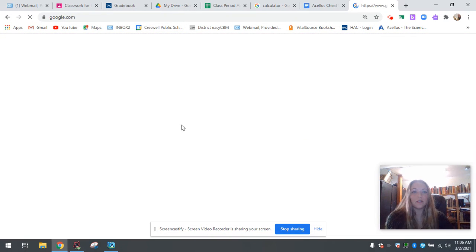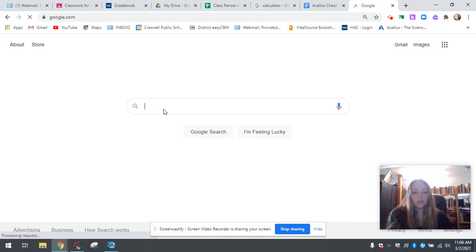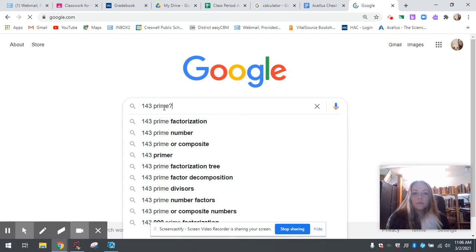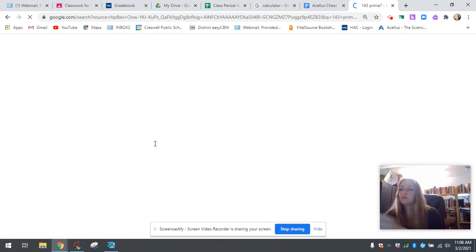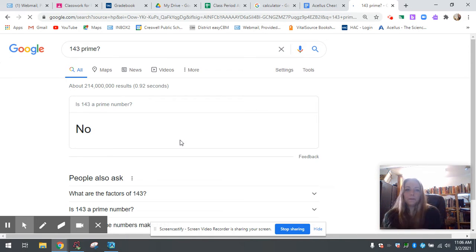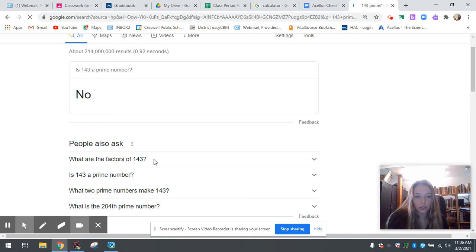So I'm going to cheat. I'm going to look at the fast way to just see if 143 is a prime number, because then I'll know whether I can divide it by anything or not. If it's a prime, it's only divisible by itself and 1. Prime? I'll see, is it prime or composite? It's not a prime. What are the factors?